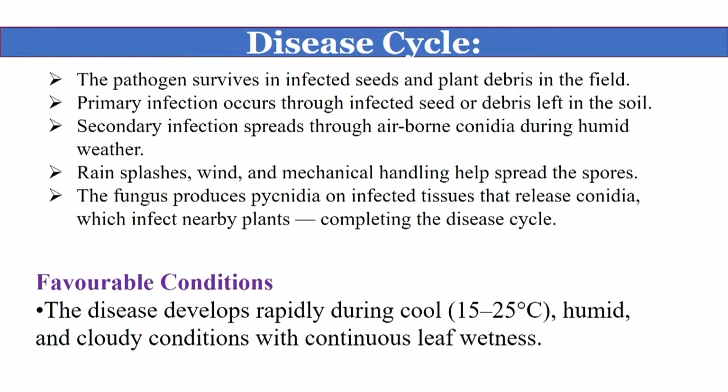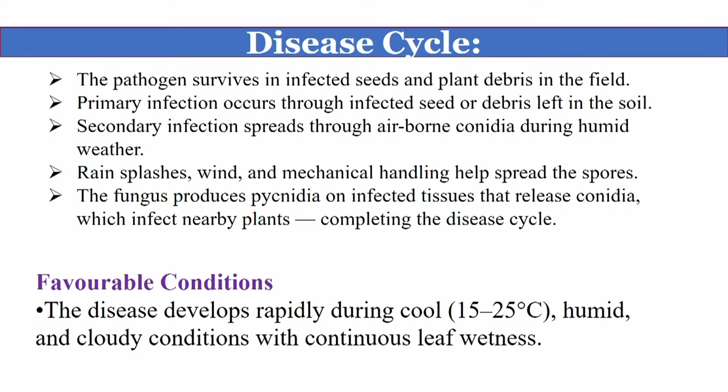You can say the primary infection occurs through the infected seed as well as infected plant debris in the soil, and secondary infection gets spread through the airborne conidia during humid weather. And rain splashes, wind and mechanical handling help in the spread of the disease spores during the growing condition.